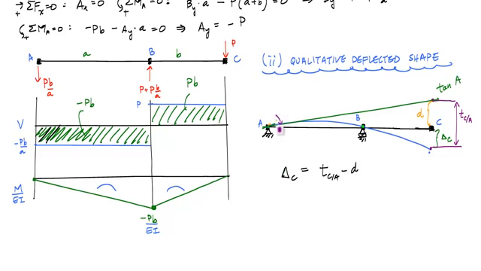If I look here, I can call this angle phi. If I knew the length of the beam, which I'll call L, I could say that D is equal to the length of the beam times phi. The length of the beam is little b plus little a, so D is equal to (a + b) times phi. If I can calculate phi, then I can calculate this little d, and then I can use the second moment area theorem to calculate this vertical distance from point C to the tangent line at A, which gives me the magnitude of deflection at point C. So it's all about calculating this phi.